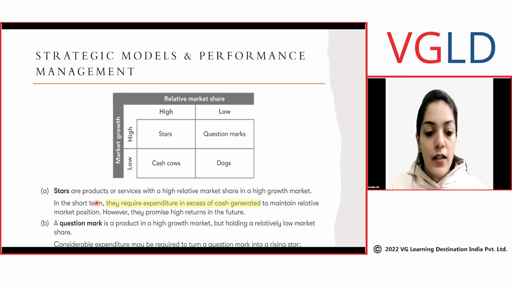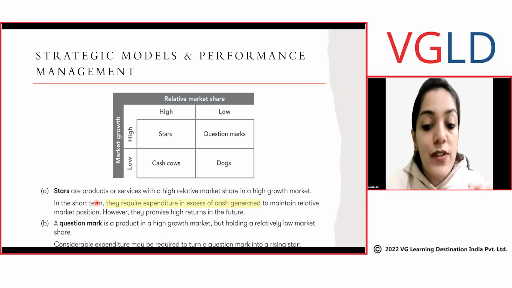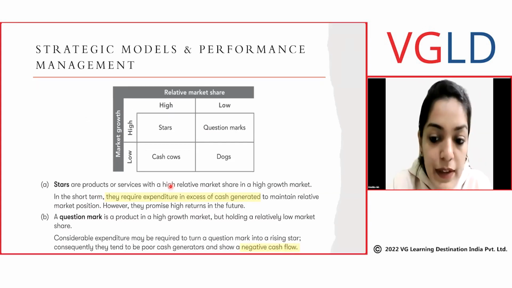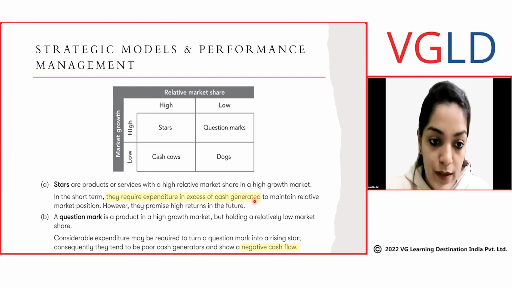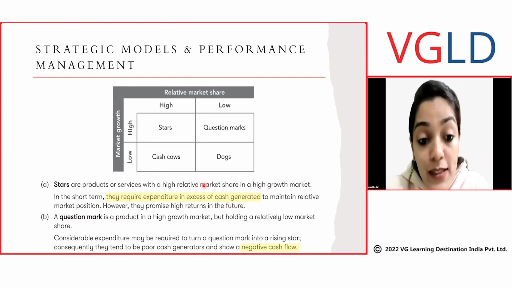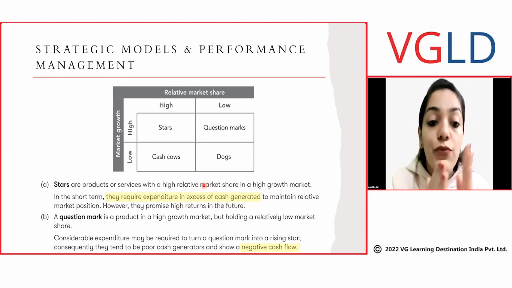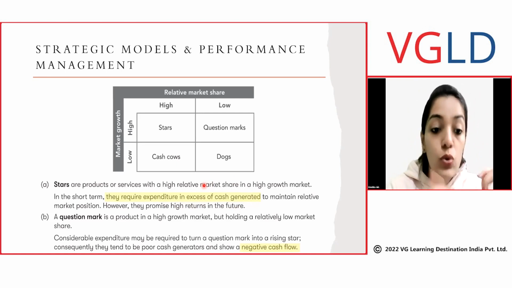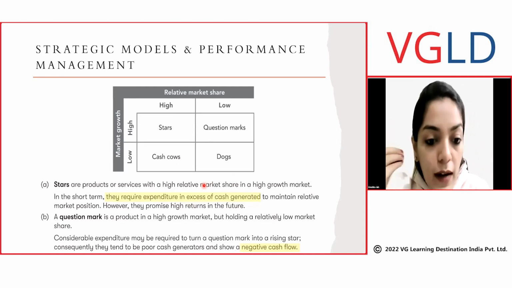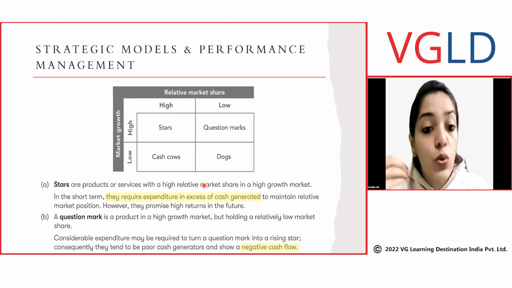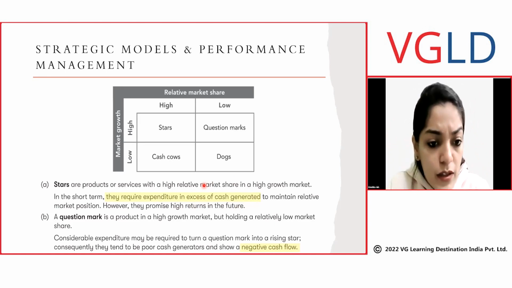Okay, so stars are products or services with a high relative market share in a high growth market. In the short term, they require expenditure in excess of cash generated. So if you're talking about FMCG, I told you, right, they're changing their focus from tobacco to FMCG. Don't you think currently it would be spending a lot on marketing, on product development, new products, so market research? This is the type of expenditure they would be incurring to ensure that they become really big in the market.